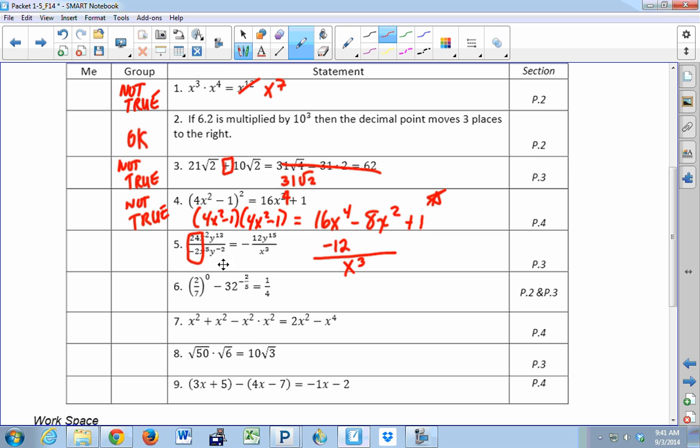Now this one, again, you have 13 on the top and negative 2 on the bottom. When you subtract negative 2 from 13, you get 15. So this one is true. This is okay. Now this is the one giving everybody problems, so we'll come back to this.